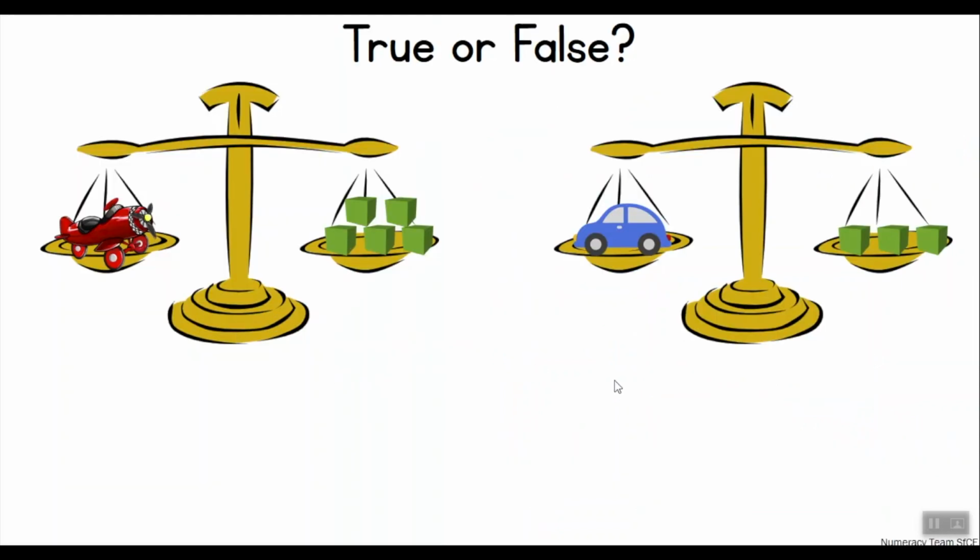What do we have here? We have 2 balance scales, again with a toy on one side and some blocks on the other side. The instructions are asking true or false.